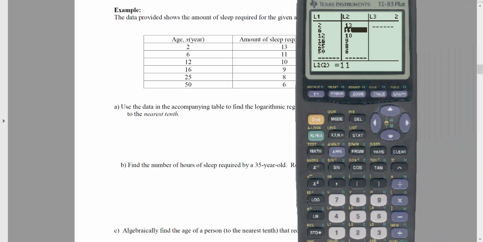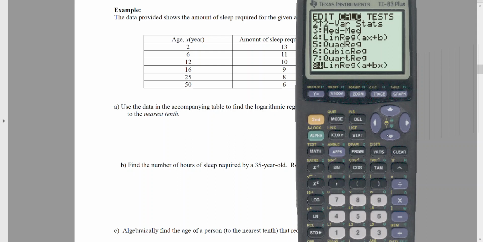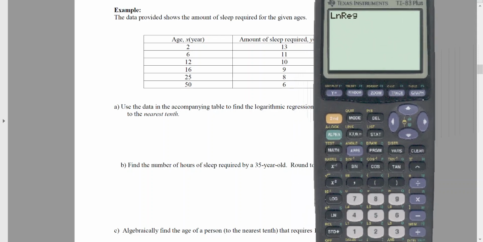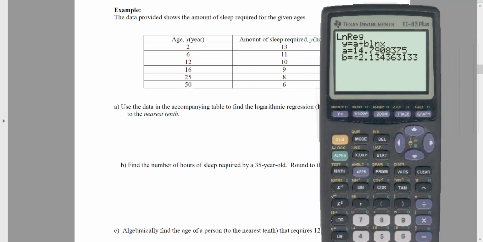So when I go into the stat menu again, and I click over to calculate, notice I don't want LIN regression. That's linear regression. I'm looking for logarithmic regression. So if I scroll down a ways, that's still linear regression. There's the one I want, logarithmic regression, LNREG. And if I hit enter, I see that, and then I have to hit enter again. And it'll come up with my values that I plug into this form here.